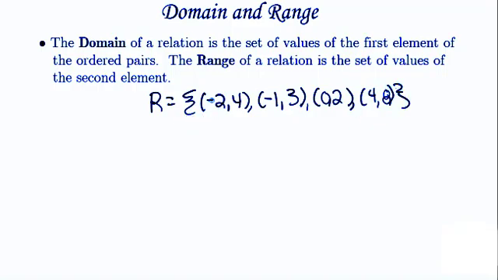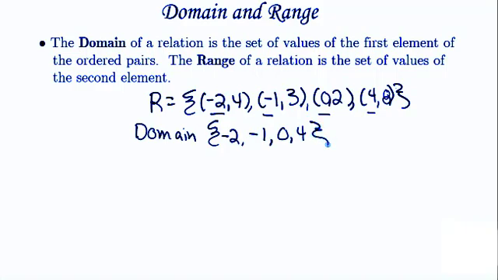the domain would be all of these first values, or the x values. I can list out the domain in a similar fashion, now just with all the first values. So -2, -1, 0, and 4. That describes the domain. The range, again, is the set of values of the second element. So my second elements, those are my y values. Looking up at the relation that I was given, that would be 4, 3, 2, and 8.